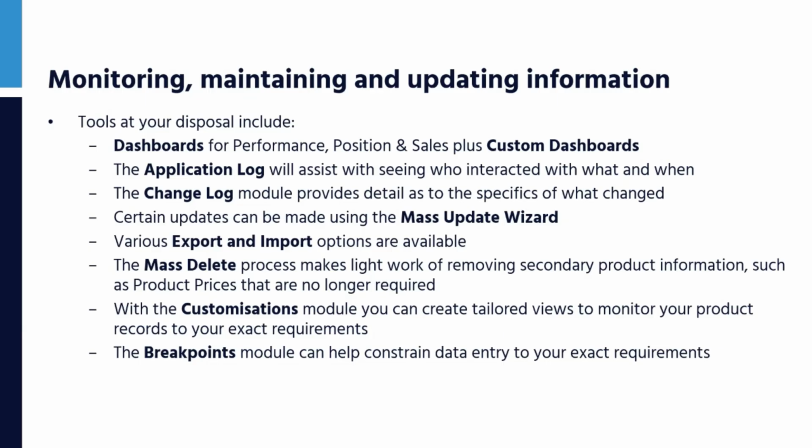So if you say, okay, we don't want this particular price list anymore, this price scale anymore, but we've got all these thousands of products that have got a price for that price scale, when we try and delete the price scale, the computer says no, because that price scale is linked to all these products. The mass delete process makes light work of getting rid of those product prices. For example, there are other secondary attributes that can be deleted as well.